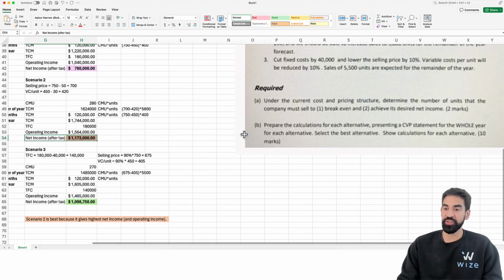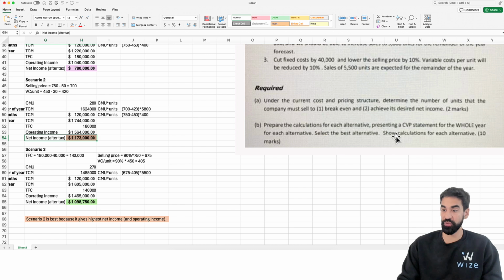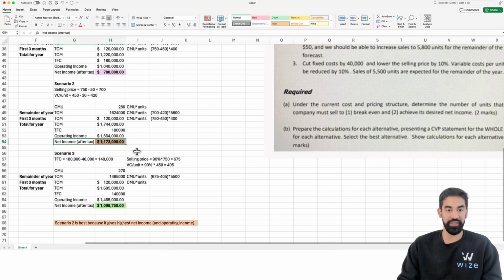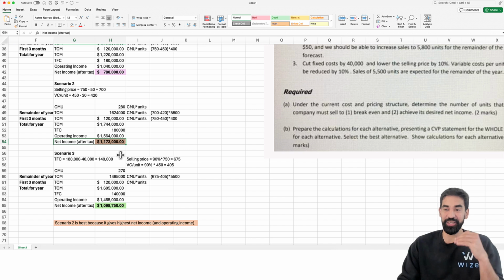Okay, but in this question, they said presenting a CVP statement for the whole year. So the whole year means the 3 months that have already passed as well. But if in your exam they had said just for the remaining 9 months, that's the only difference. You would still set it up the same way. So is that question hard?